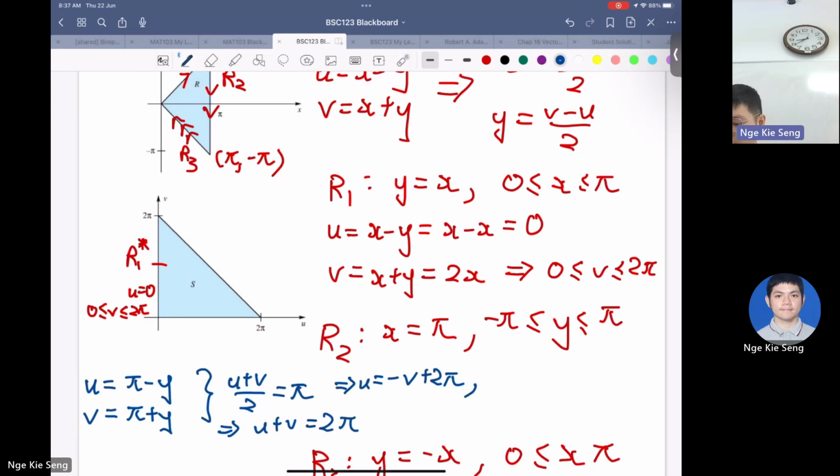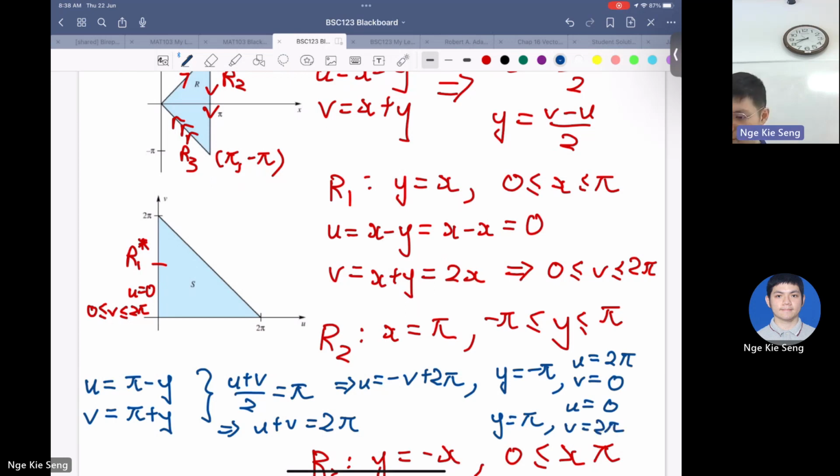Okay, so one of the endpoints is y equals minus pi. The other endpoint is y equals pi. So at these two points here, what are your u and v? When y equals minus pi, your u is what? Here, use the first one. u is 2 pi. Your v is 0. How about when y is pi? Your u is 0, v is 2 pi.